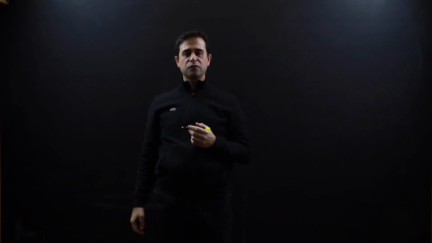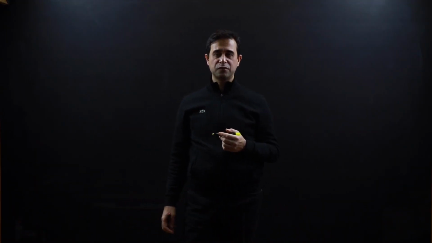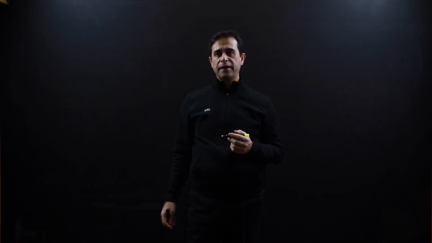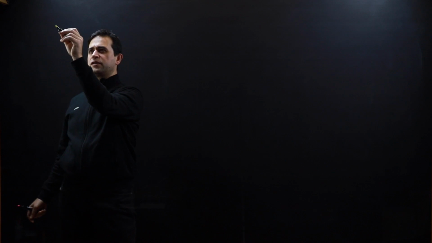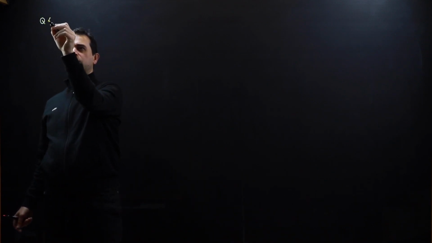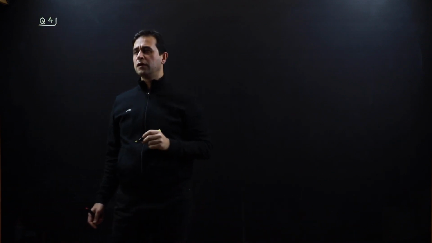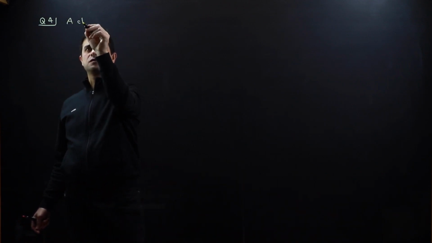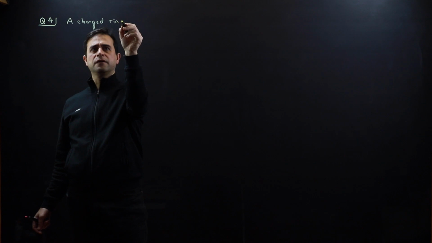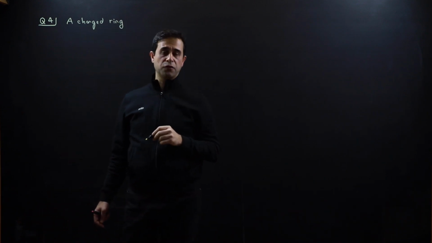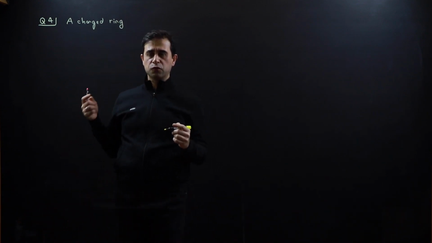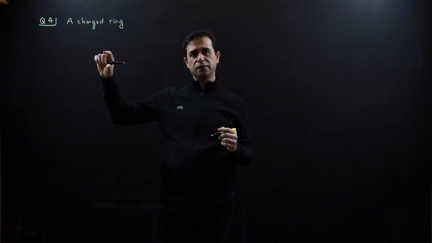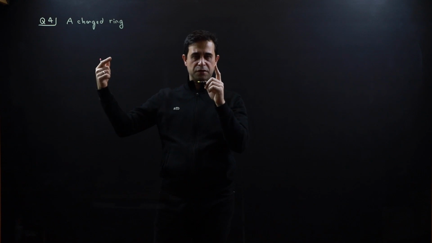Hello everyone, today I will solve the fourth problem related to this chapter, electric field and electric force. Let me write the problem first. Question number 4: we have a charged ring which has a radius of r, and we would like to find the electric field from the center of the ring to a point P where the distance is L.